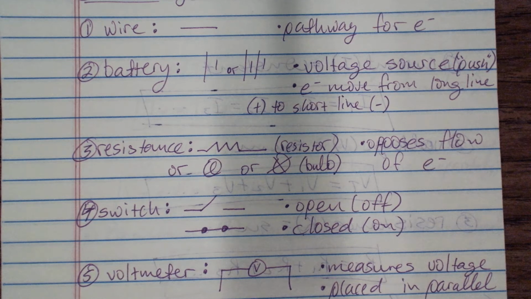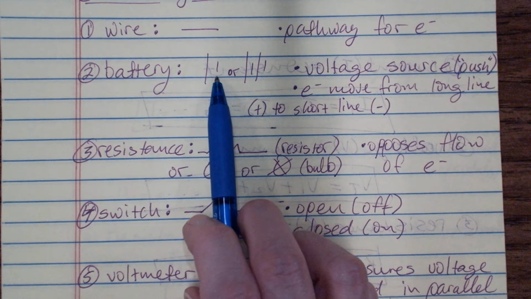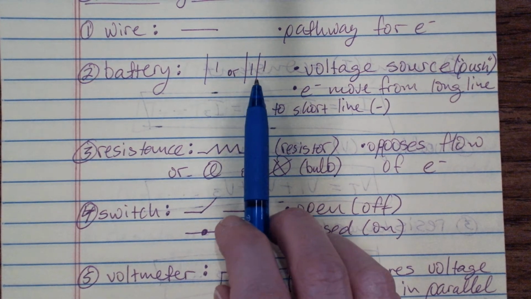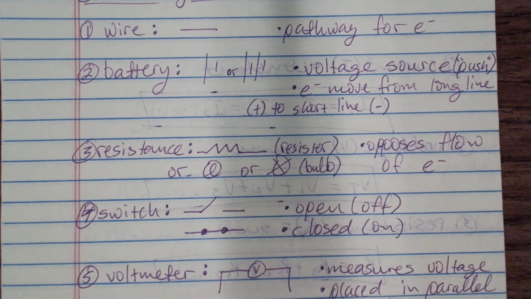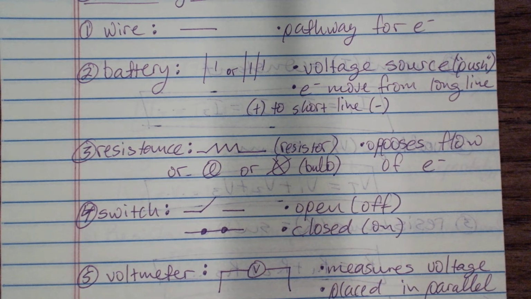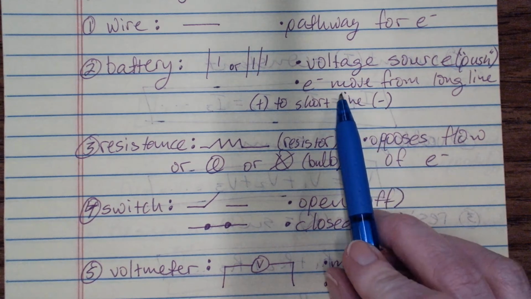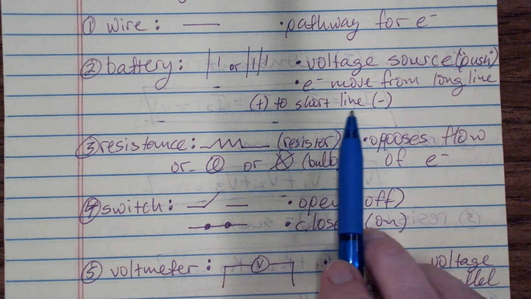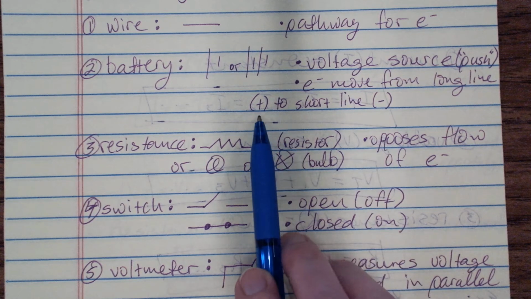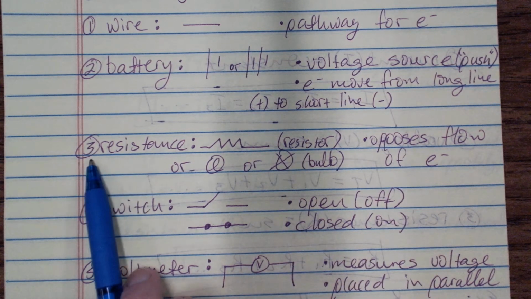You have to have a battery. So this is a battery symbol. It's a long line and a little line, or you can have batteries that are put together in series. And so this is where the voltage is applied, and the electrons move from the long line, which is the positive, the cathode, to the short line, which is the anode, so cathode to anode.